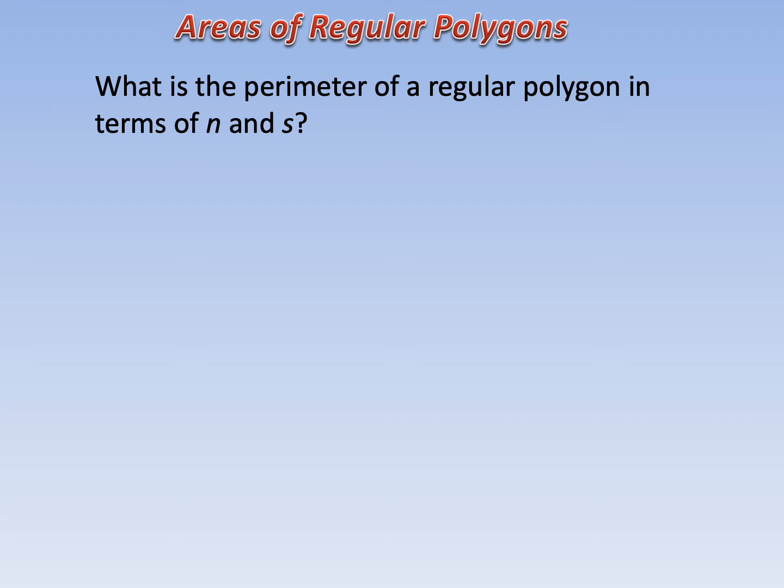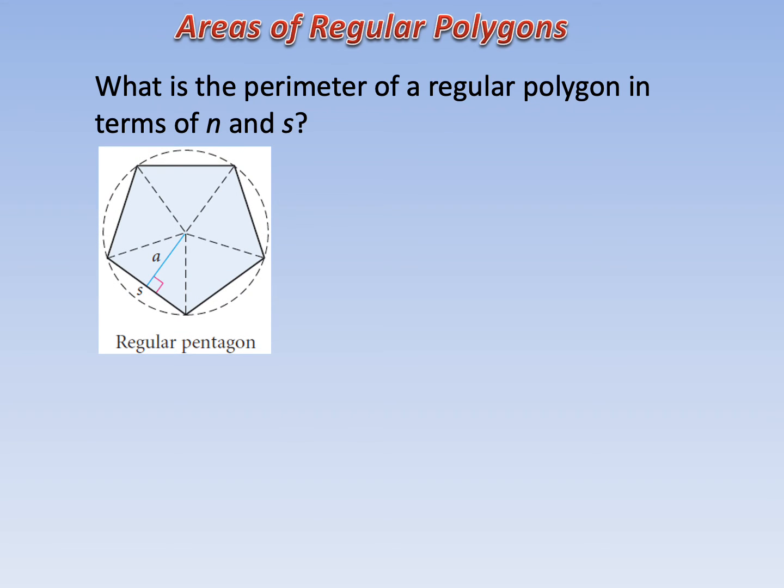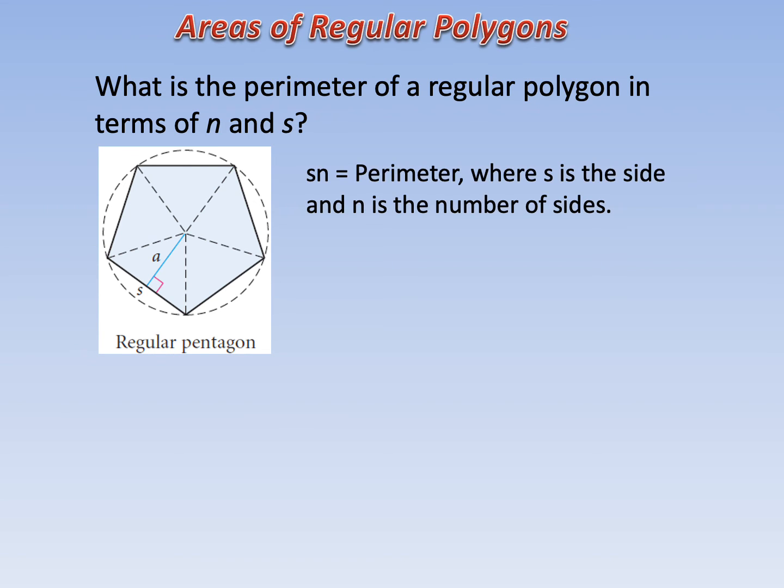So now we're going to look at the perimeter a little bit to see how we can relate the perimeter to the area. So if we looked at the perimeter of this pentagon in terms of n being the number of sides and s being the side length, you would basically multiply those together. So the side length times the number of sides is going to equal the perimeter.